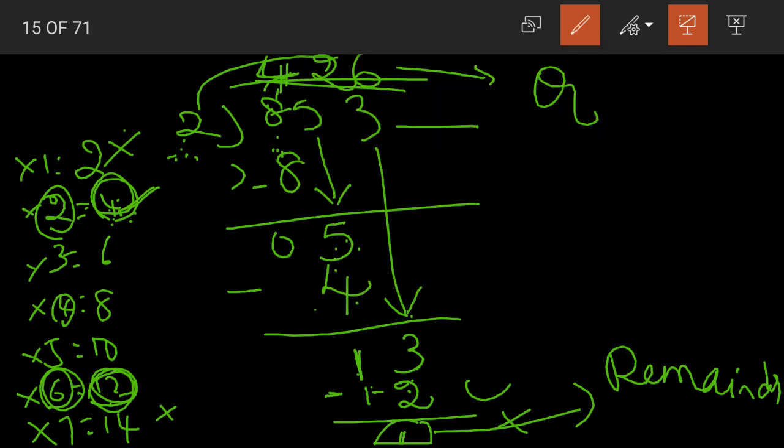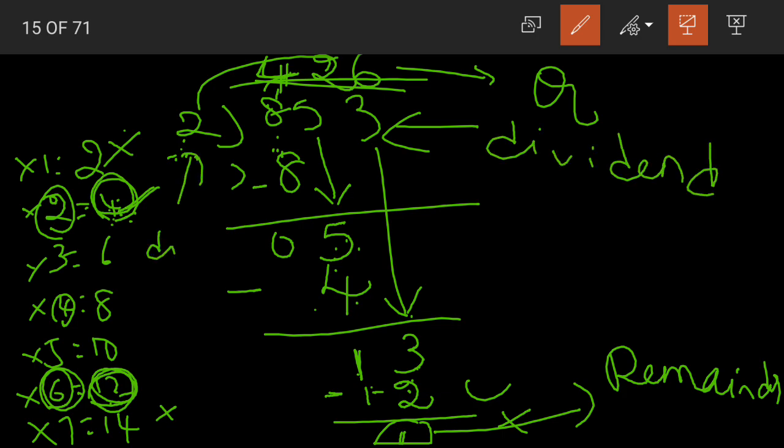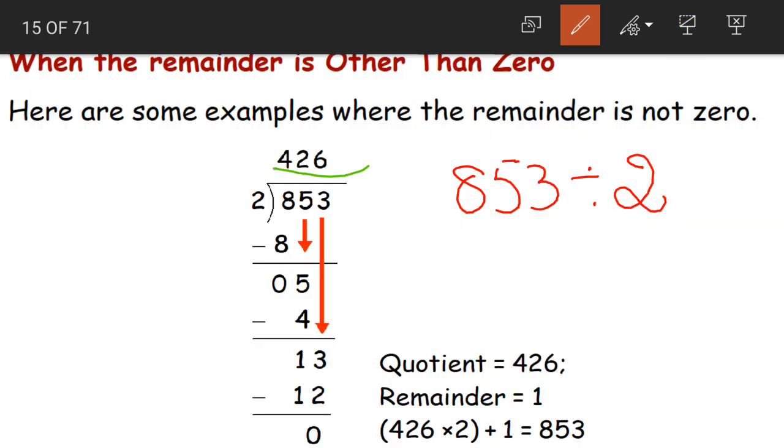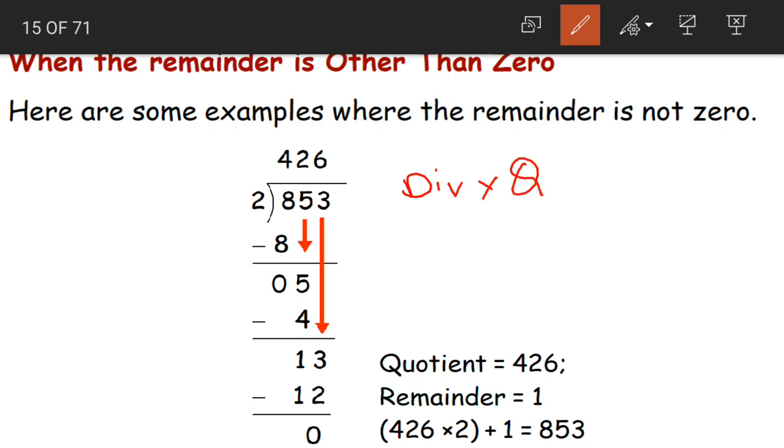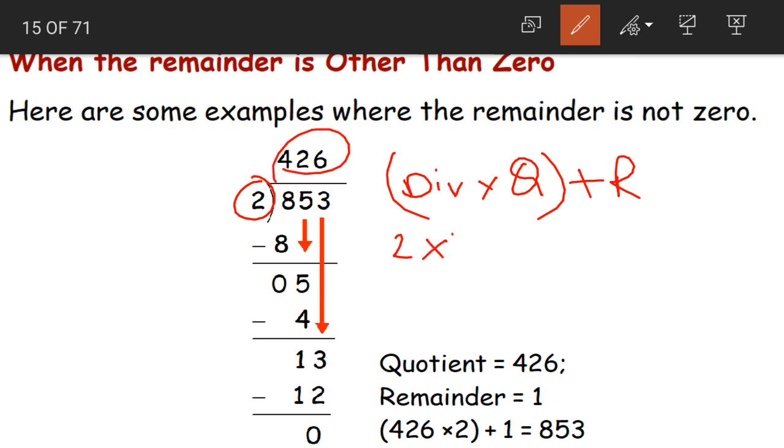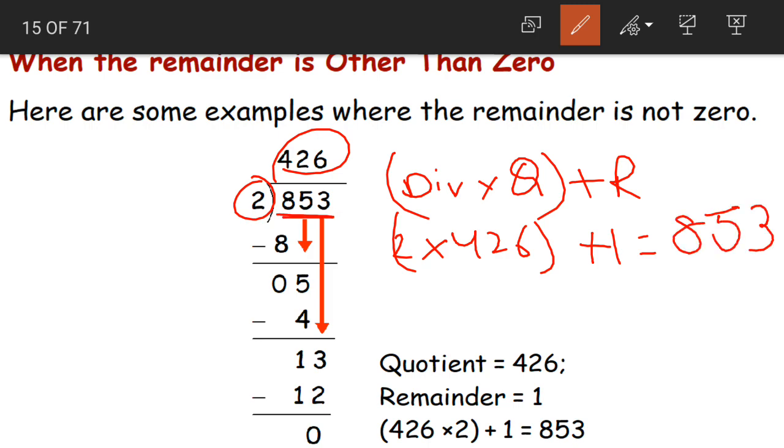Yes. Now what about the dividend? 853 is our dividend and 2 is our divisor. Clear, children? 426 quotient, 1. It's not 0, 1. 1 is our remainder. 853 is our dividend and 2 is our divisor. Yes. If you remember the rule, divisor into quotient plus remainder, that means 2 into 426 plus 1 is equal to what? Our dividend, 853.